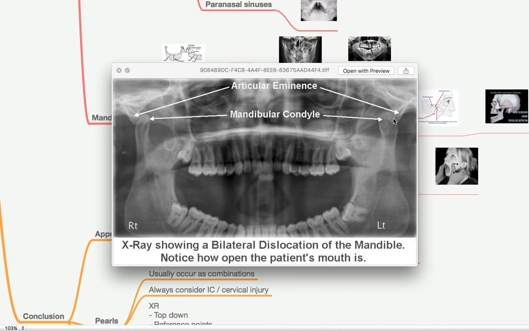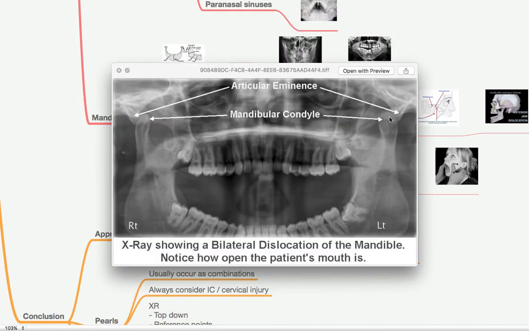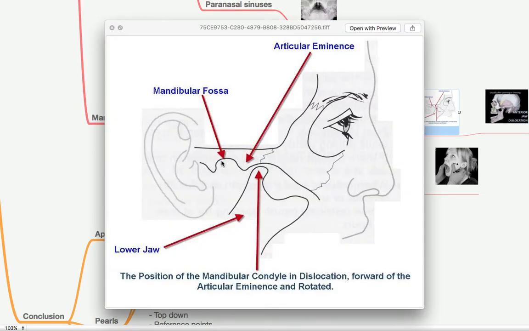So, as you saw over here, the temporal bone has the mandible sitting within it. This is on the right side of the X-ray. If we move over here, it should be sitting in there, but lo and behold, it's sitting over here. This means we have a dislocation of the mandible. This is bilateral dislocation.